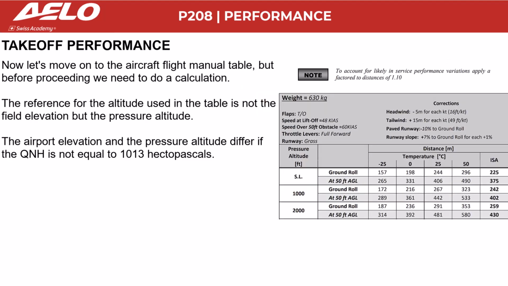Now let's move on to the Aircraft Flight Manual table, but before proceeding we need to do a calculation. The reference for the altitude used in the table is not the field elevation, but the pressure altitude. The airport elevation and the pressure altitude differ if the QNH is not equal to 1013 hectopascals.